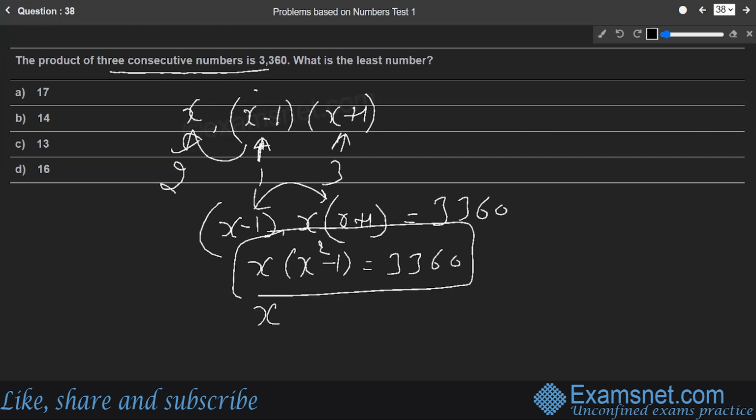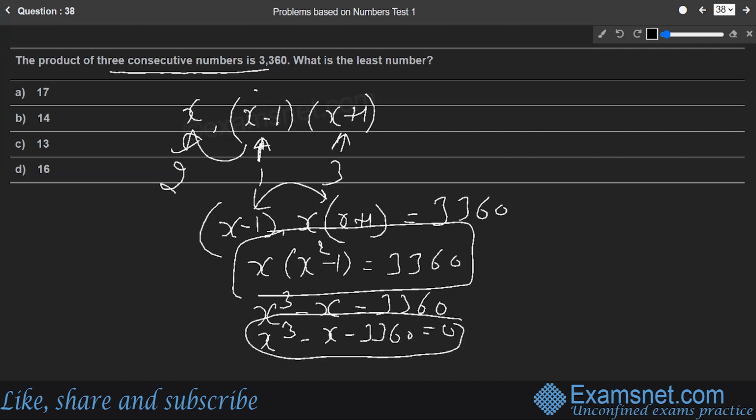So the equation can be made like x cube minus x is equal to 3360, and then we can make it like x cube minus x minus 3360 equal to 0, and then we are supposed to solve this equation, which again will have to go by hit and trial method because this is a third power equation. The next option that we have is we can do the hit and trial in this equation only, by assuming any value of x that is given in the options. So let us do the hit and trial by seeing the options in the question.